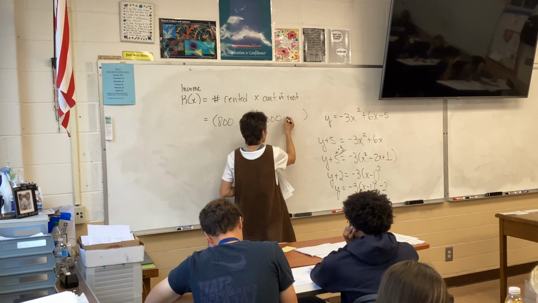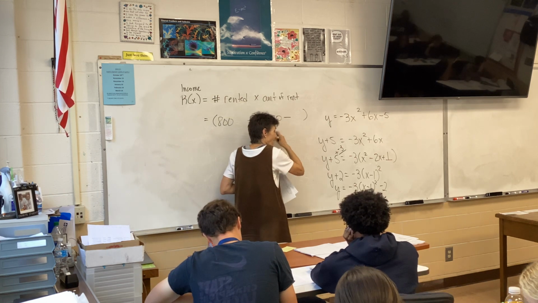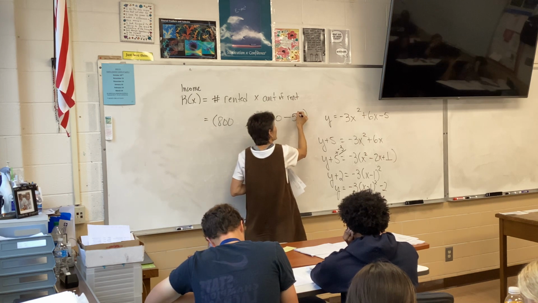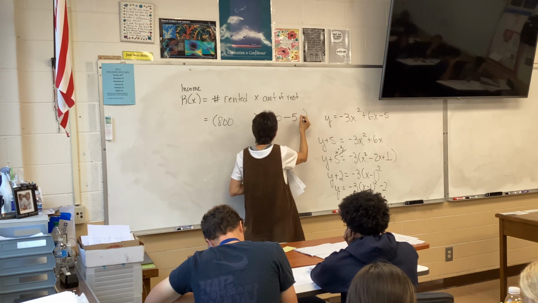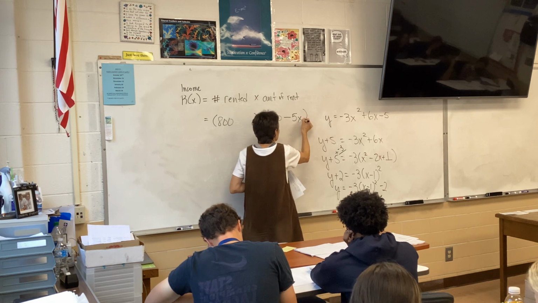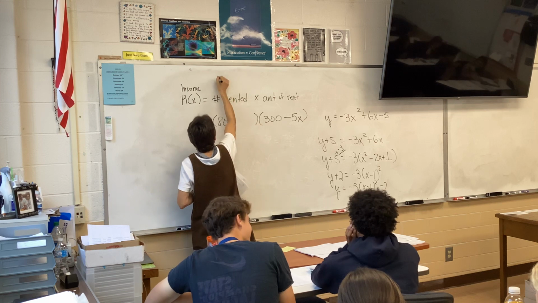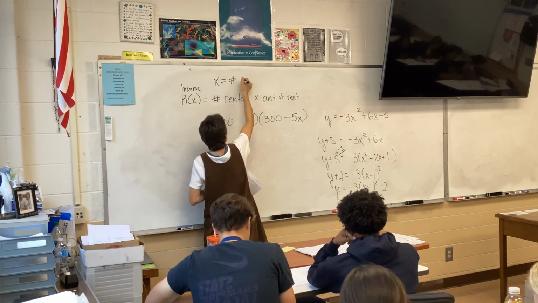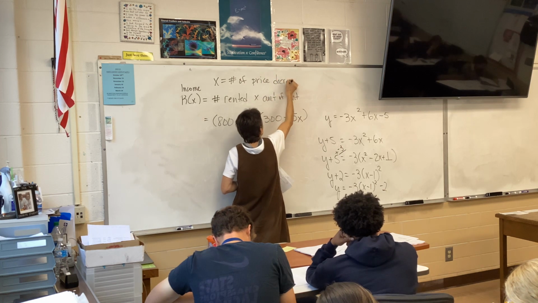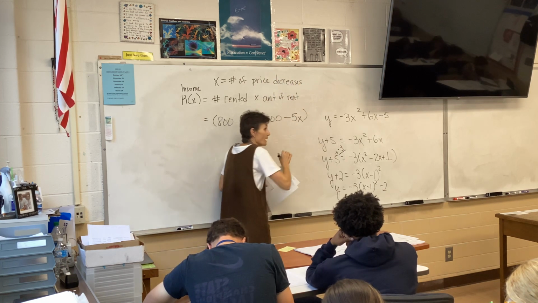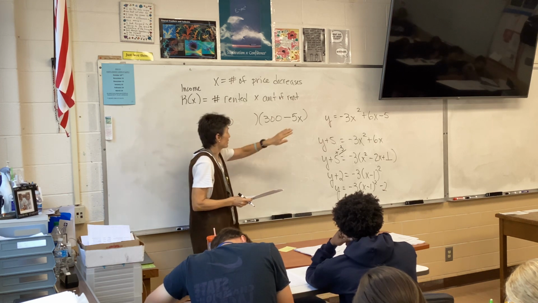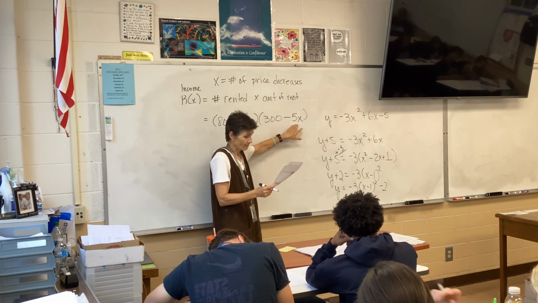So the price is going down by how much? $5, 5x. Not per month, but per the amount of time they want to do it. Okay, so let's let x be the number of price decreases. Every time they change the price, it goes down $5, right?